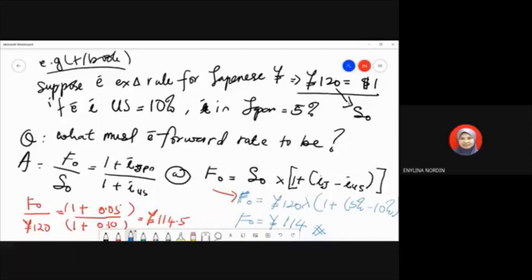So in this case, what happened to the yen currency? You can notice that the yen currently is 120, and now it becomes 114 only. So let's say we use 114.5 per dollar. Now it becomes cheaper to buy dollars. So what does it mean? That means the yen is going to be appreciated.